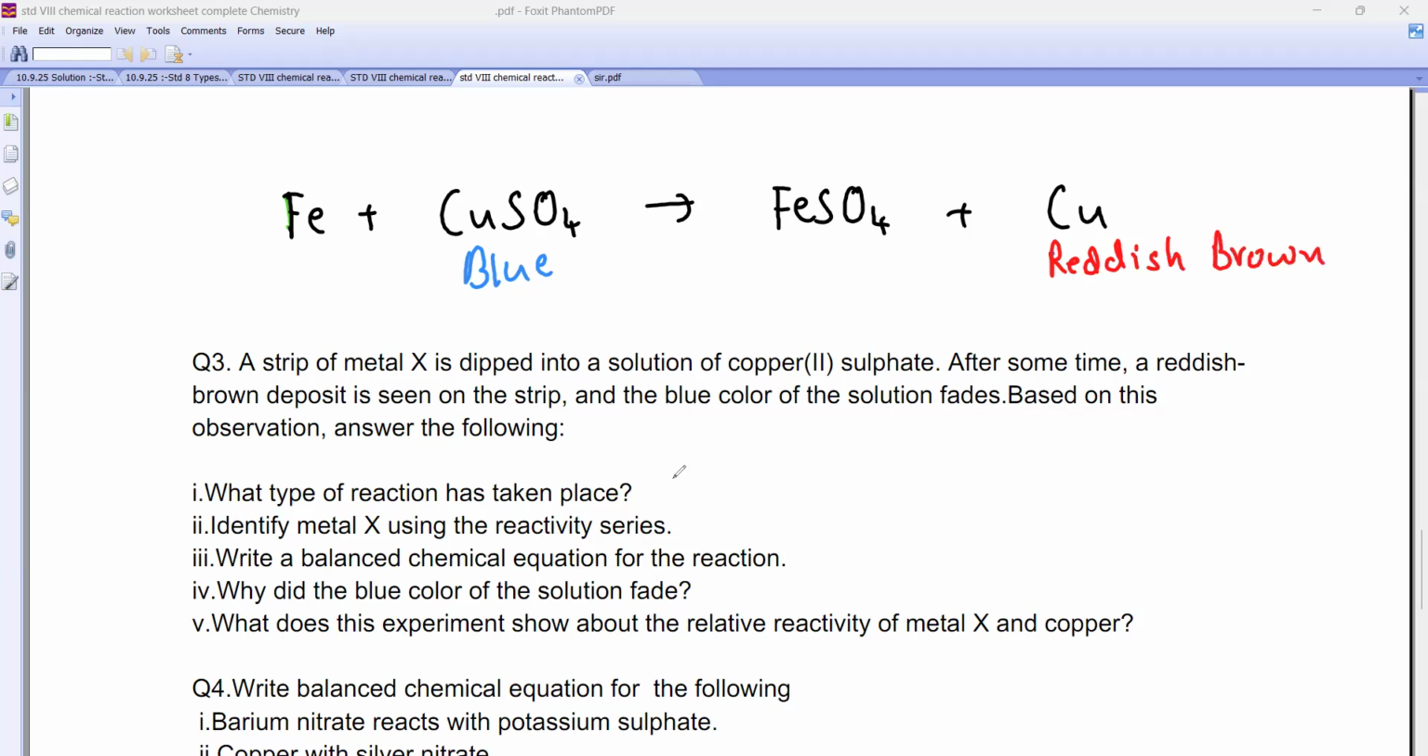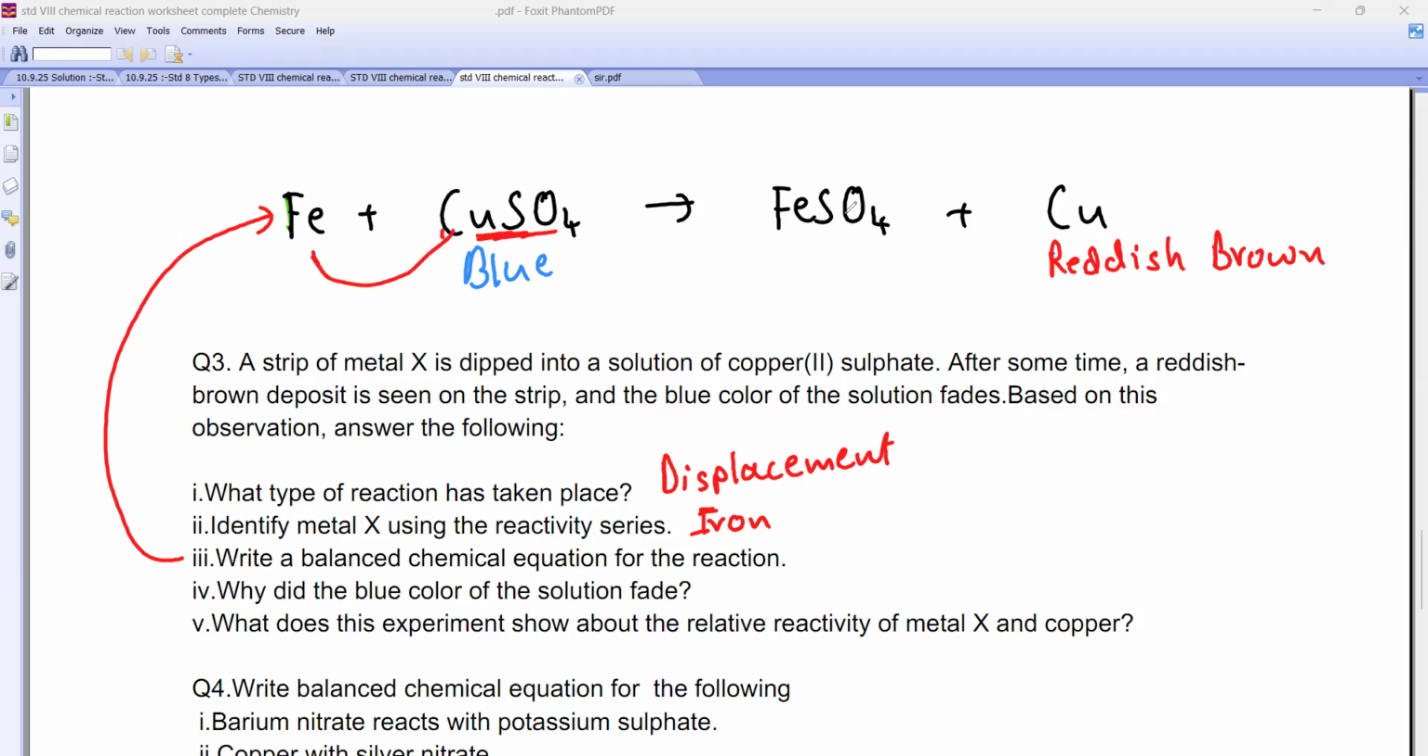What type of reaction is this? Come on, tell me. Fe kicked out Cu. So single displacement, yeah, displacement. Identify the reactive metal using the reactivity series. The metal is which one? Iron. Write the balanced equation I have written here. Why did the blue color of the solution fade? The blue color of the solution was because of the copper sulfate, so Fe displaces it. Right?